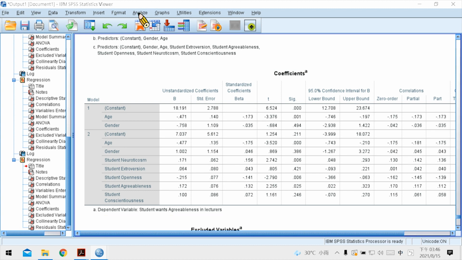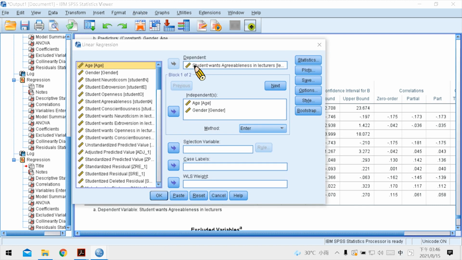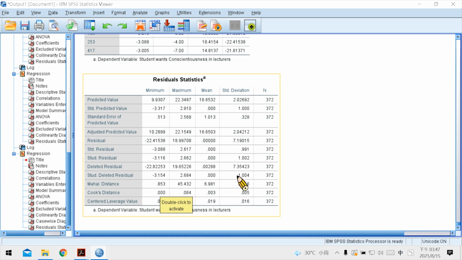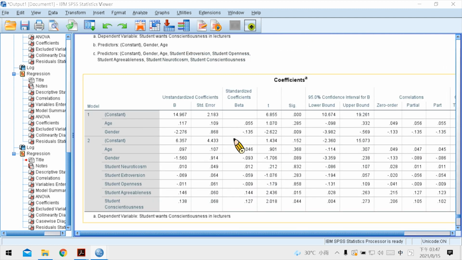And the next is student 1, consensus in the lecture. Okay, so you can see the output. You can see the coefficient. The significant ones are student equivalence and student consensus.